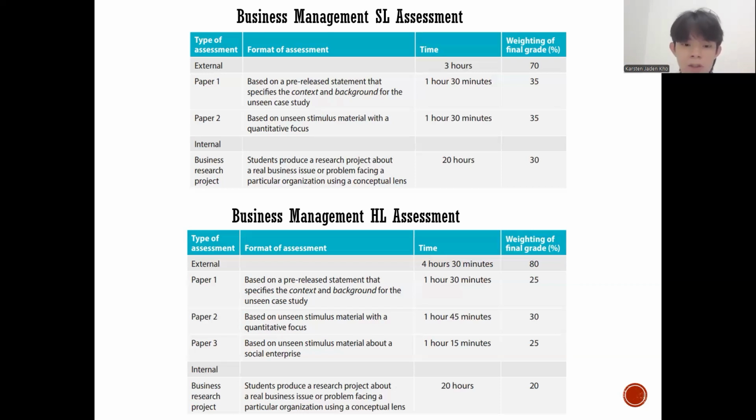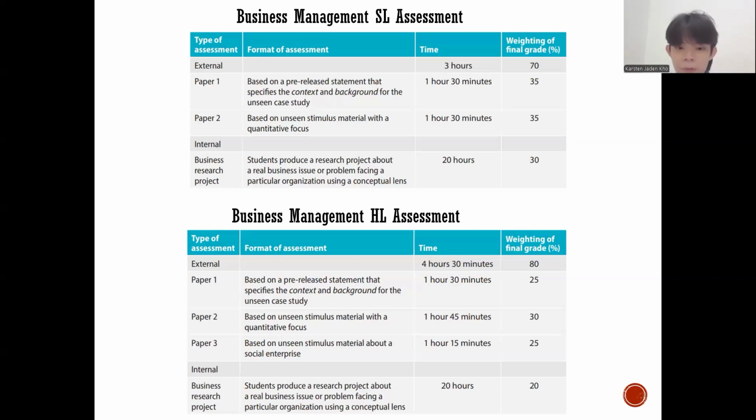Now, for the business management HL assessment, the external assessments are worth 80% of the final grade, where paper 1, similarly to SL, focuses on a pre-release case study with the context and background. However, for HL, it's only worth 25%. However, the duration is the same. For paper 2, once again, similar to SL, it involves unseen stimulus material with a quantitative focus. However, it is worth 30%. The duration is 1 hour and 45 minutes.